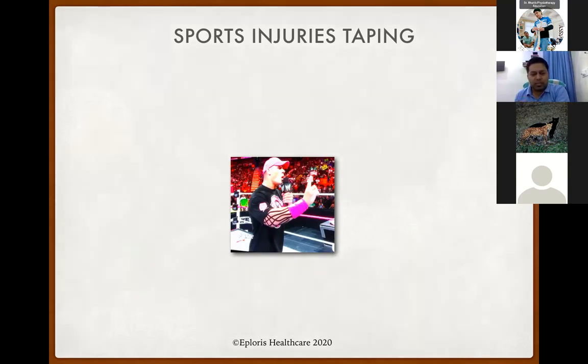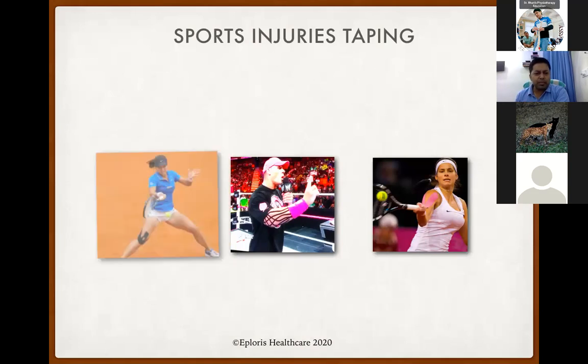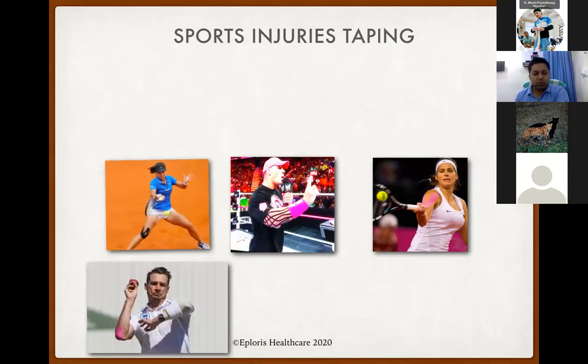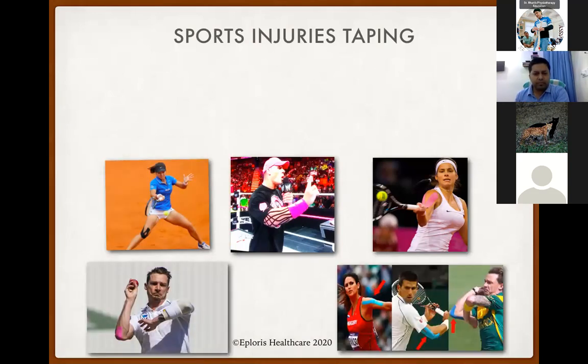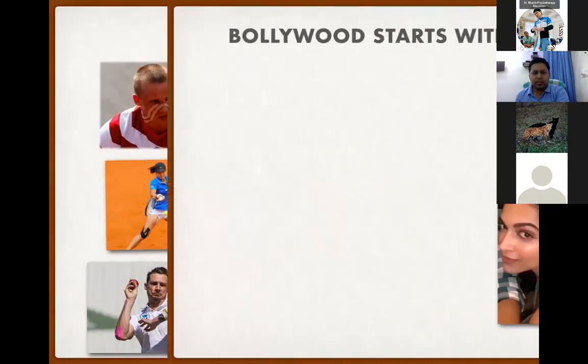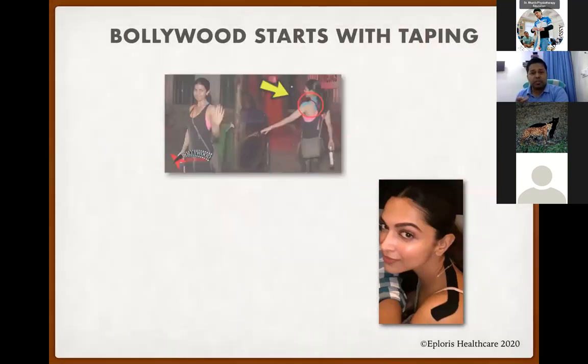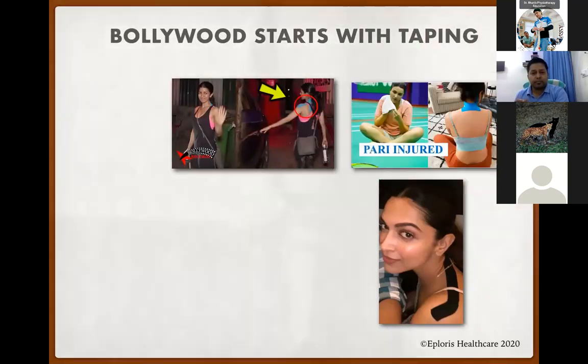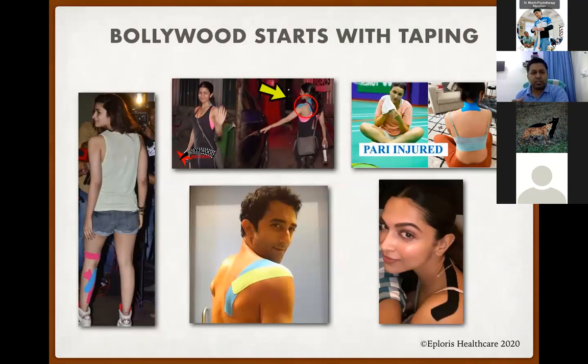You can see here some of the uses of taping in sports players. Then taping is also used by Bollywood stars. So these are some of the tapes they have been using. Nowadays it has become very fashionable, and usually they ask for colorful tape. It's nothing like you do with one color; they will ask you for many colors.